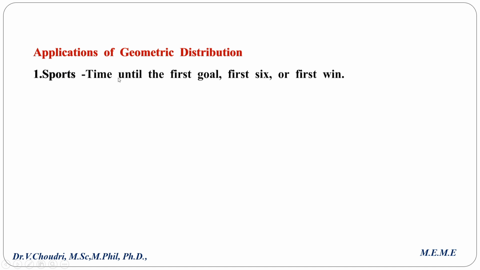Now the applications of geometric distribution. I'm going to take sports. Time until the first goal in a football match, first six in a cricket match, first win, it may be chess or whatever the game. The players are playing well, it may take more than 20 minutes, 30 minutes and so on. At what time they score the first goal, that is the first success p. When the player hits the first six after several balls, that is the p. Like that, the first win.